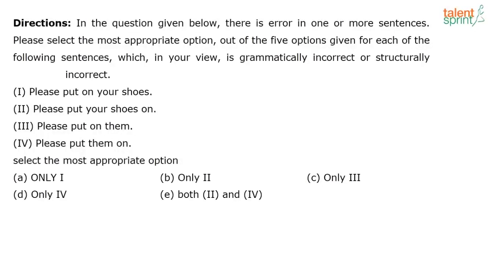Let's read. In the questions given below, there is an error in one or more sentences. Please select the most appropriate option out of the 5 options given for each of the following sentences. Which in your view is grammatically incorrect or structurally incorrect? Right? So if you look at this 1, 2, 3, 4, you can quickly identify what's the concept, right? Can somebody tell me what concept this is? It's spot the error. Can anybody identify? There's a repeat word, right? Or at least there is one verb that is repeated throughout. So they are telling you there can be an error in more than one question, is what they are saying basically.